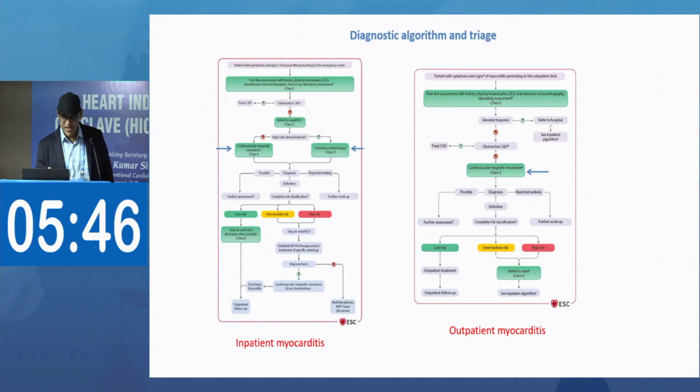They have given different diagnostic algorithms according to the type of presentation and where the patient presents: inpatient myocarditis, outpatient myocarditis. And the important thing here is that all patients, whether inpatients or outpatients, have to be risk stratified into low, intermediate, and high risk. Endomyocardial biopsy is important for inpatients, which is a class 1 indication, along with cardiovascular magnetic resonance. So CMR you have to do in all patients. Endomyocardial biopsy in high risk and intermediate risk patients is important for management.